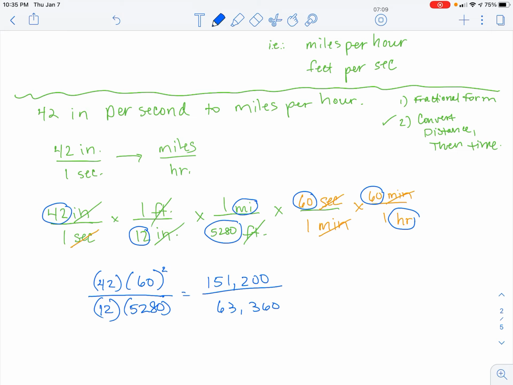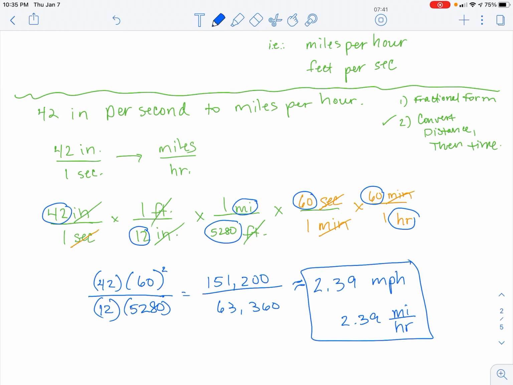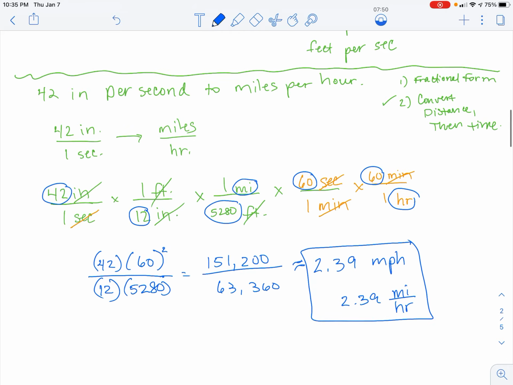And if you divide that in your calculator, you're going to get, actually I want to see if it's estimated. Hang on. 151.2 divided by 63,360 equals. Okay, so we're going to have to round it because you're going to get 2.38636 and so on. So we're going to round that to 2.39. So it really is approximately 2.39 miles per hour. Both of those are correct, but that's the answer right there. Okay, so that's how you convert something that's got two different measurements, distance and time.